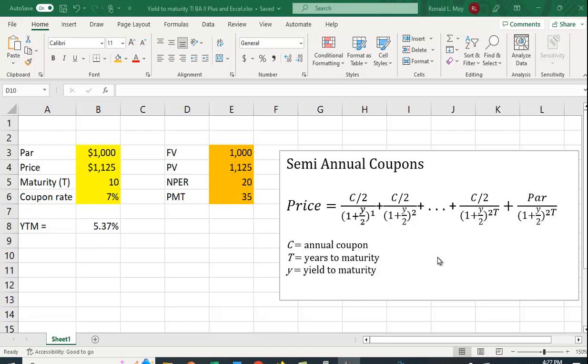So actually, the calculator and Excel solve it by trial and error. They try an interest rate. If it's not high enough, they'll try a higher interest rate, and it just keeps guessing. It just does it a lot faster than you can do it.